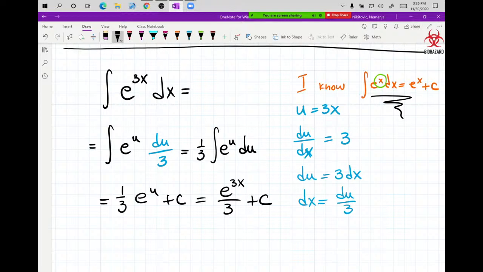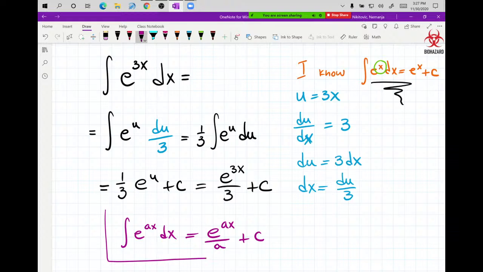And we technically did all of the steps in that calculation which you previously memorized as the formula. Right? You memorized that the integral of e to the ax dx is equal to e to the ax over a plus c. Now you can see that a is 3 and it appears in the denominator as well. You memorized this as a formula, but now you know where it comes from. And the same thing you memorized for sine and cosine and for others as well.